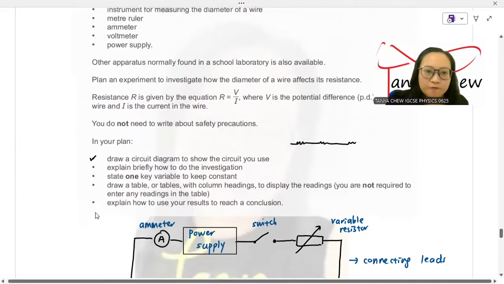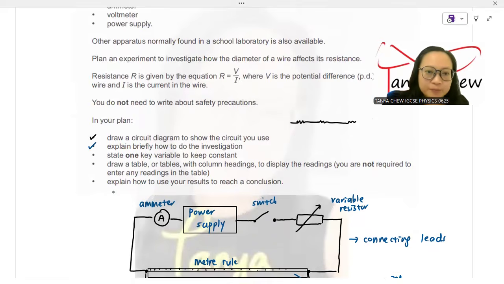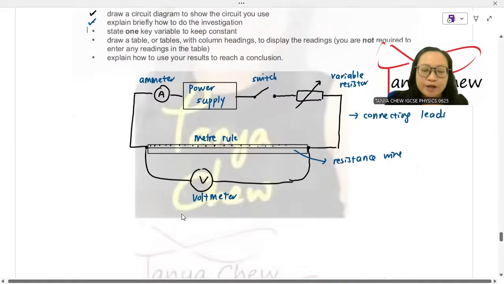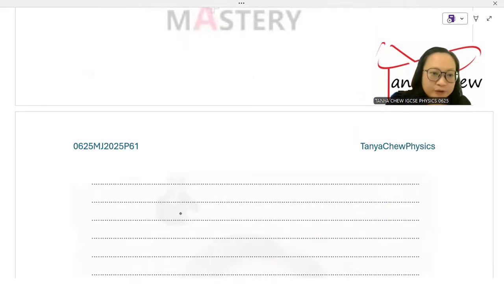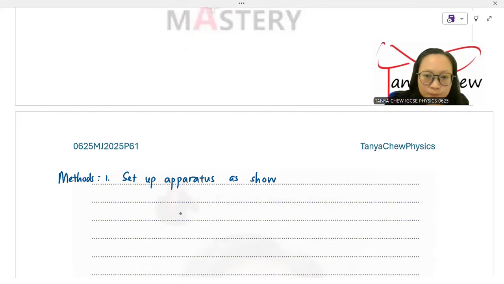Now I'm done with my circuit diagram and I have to explain briefly how I conduct the investigation. So I put this as methods. First, I say setup. Setup apparatus as shown in the diagram, because I drew it. So I want the examiner to refer to my diagram.